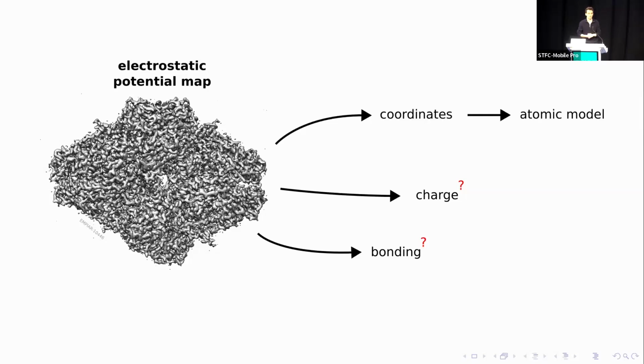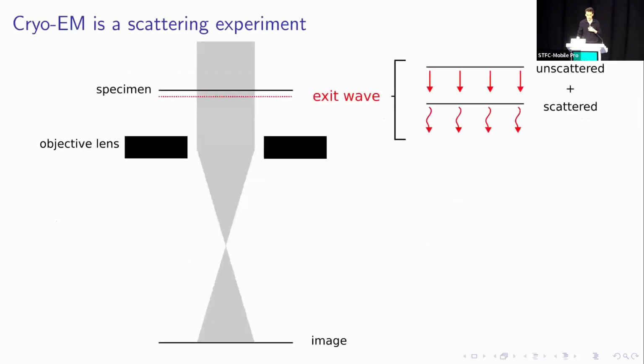We'd like to be able to account for those effects in electron microscopy, electron scattering experiments. At the moment, we can't do that. So why is scattering at all relevant? Cryo-EM is in essence a scattering experiment.